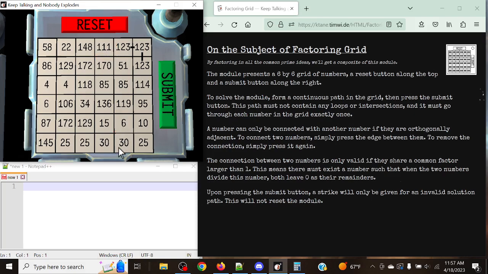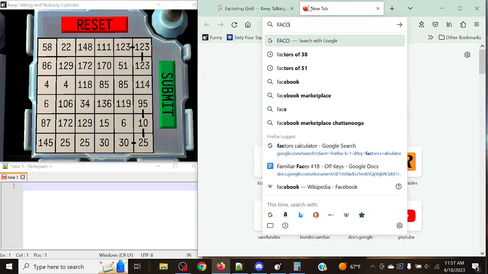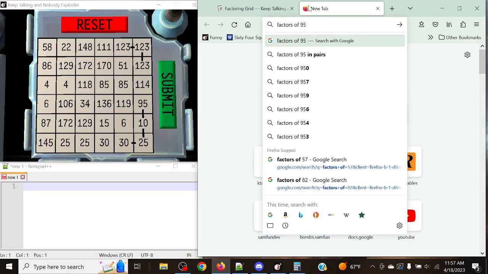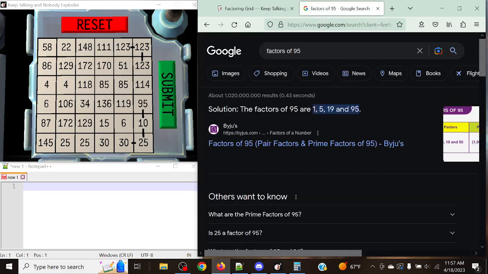So let's do that. With the 25 here, with the 10 and the 30, these all have a factor of 5, so these corners would work. That could potentially be part of our pathway. This is a factor of 5. 95, factors of 95. It's a bit interesting. So let's take a look. I'm going to start using this thing where you just search up factors of insert number here. And it's going to be 5 and 19.